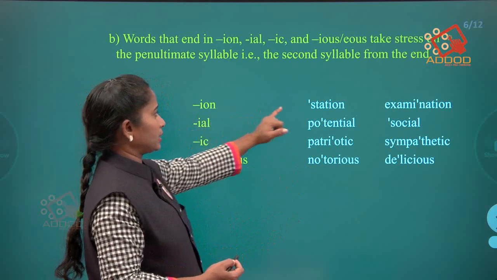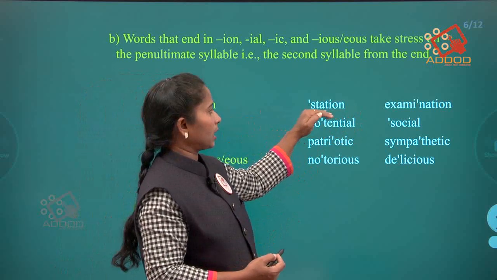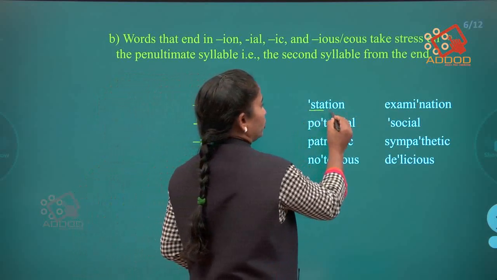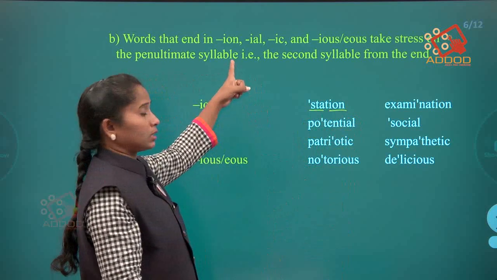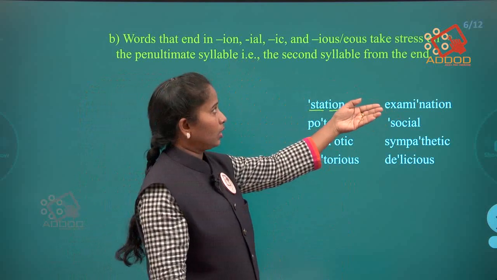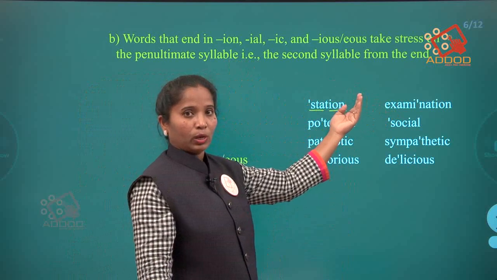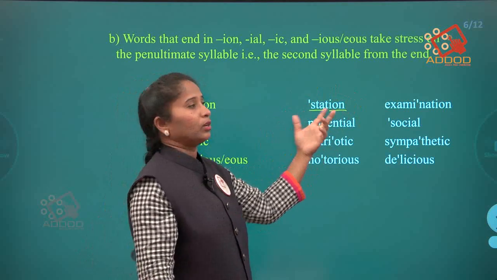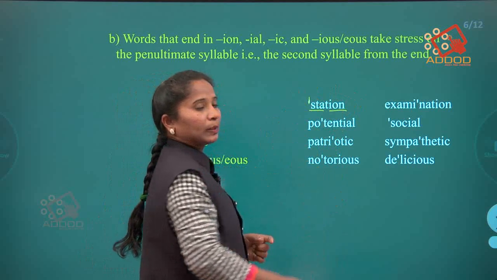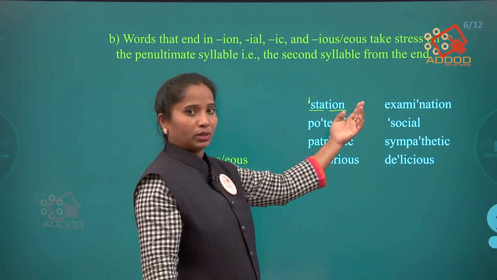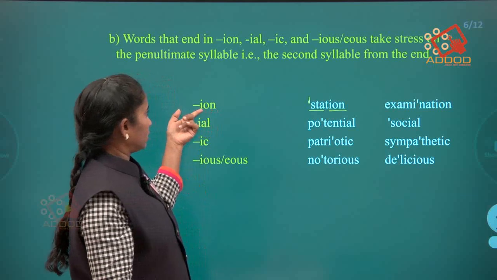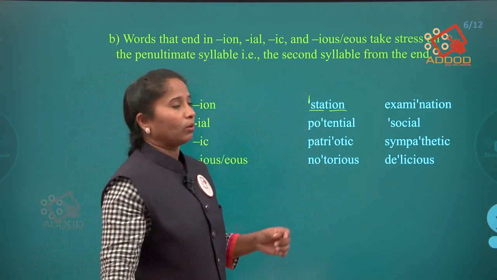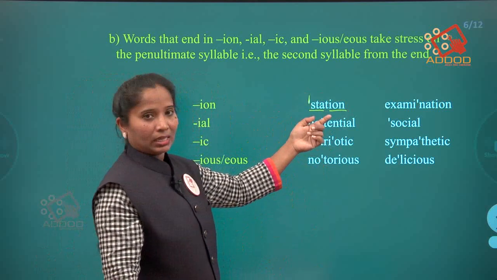Let's see. Ion, for example, station. You first have to check how many syllables you have. So here you have only 2 syllables. And what is the rule telling? From the end, you have to place the stress mark on the second syllable. So you have only 2 syllables here, so the mark is placed on the second syllable from the end of the word. So, station. It is on the sta part. Next, examination.